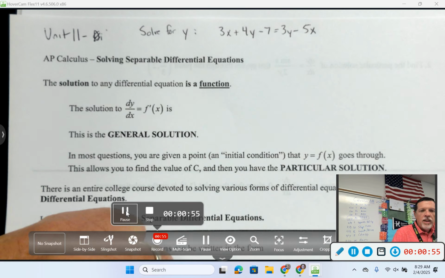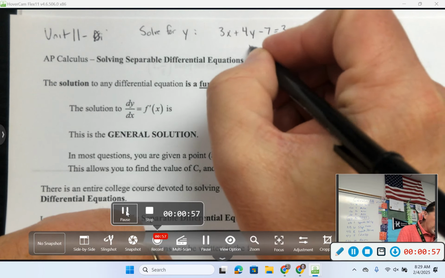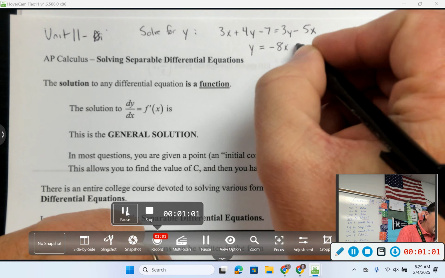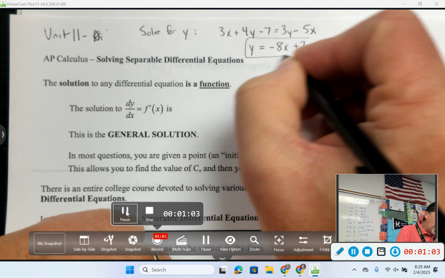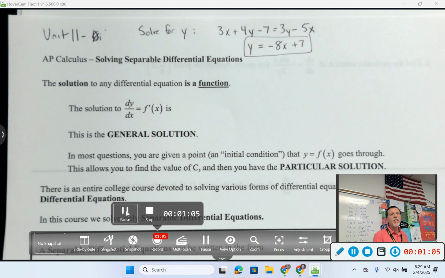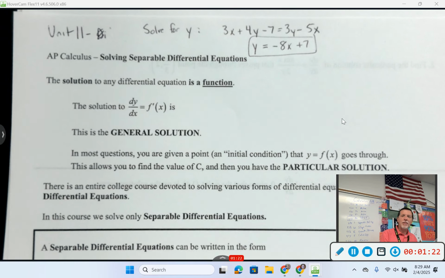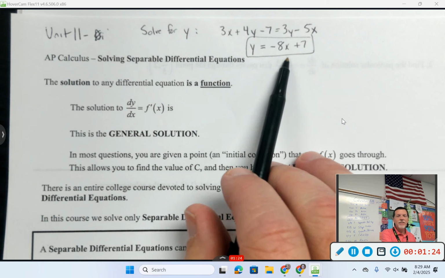Let's see. Subtract the 3y over, subtract the 3x over, add the 7 over, and y equals negative 8x plus 7. And you're like, well, what the heck does that have to do with calculus? It does, because some of the steps we just took, as basic as they were, will be very similar to the steps we take in these complicated calculus things that we do. So we'll refer back to this problem in a minute, because it makes things a little easier to understand, I think.